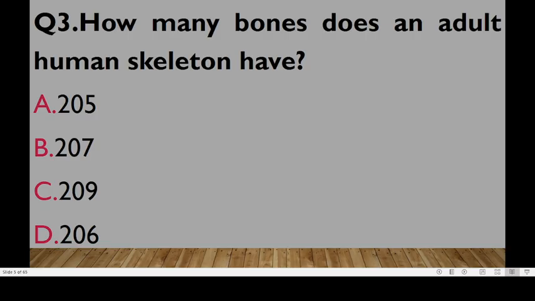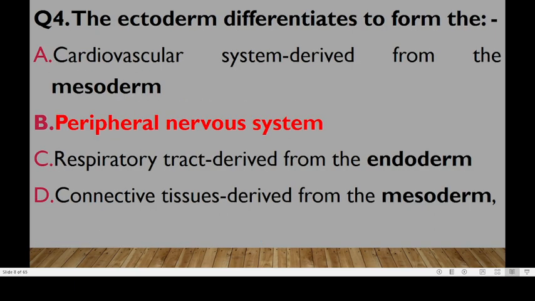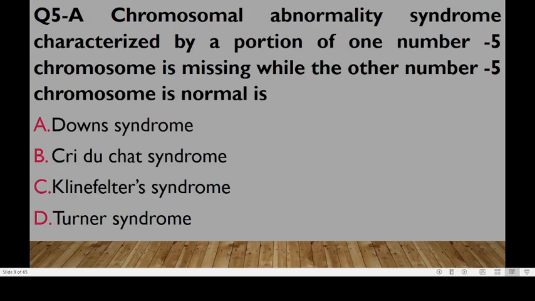How many bones does an adult skeleton have? Two or six. I think this is common knowledge for all the anatomy students. The ectoderm differentiates to form the... If you look at the cardiovascular system, this is majorly derived from the mesoderm, respiratory tract derived from the endoderm, connective tissue is majorly derived from the mesoderm. So option B is the best option.